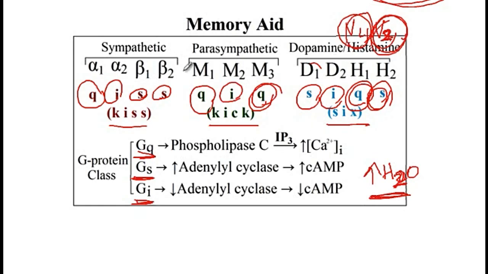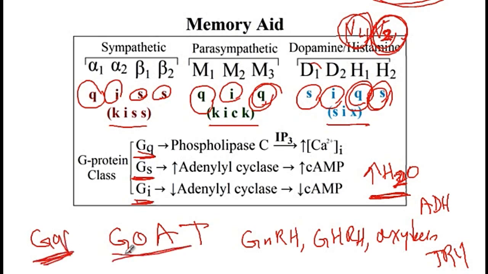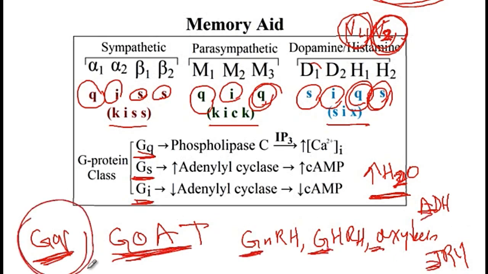And then there are endocrine hormones that also act through the G protein receptors, and the mnemonic that you can use for that is called GOAT. So the GnRH, growth hormone releasing hormone, oxytocin, antidiuretic hormone, and then the thyrotropin releasing hormone, all of these are acting through the GQ receptor. So you can use the mnemonic GOAT to remember that these endocrine hormones are also acting through the GQ receptors. And that concludes our discussion.